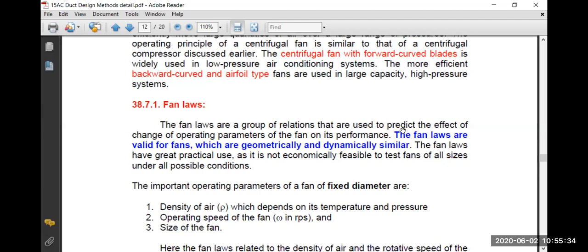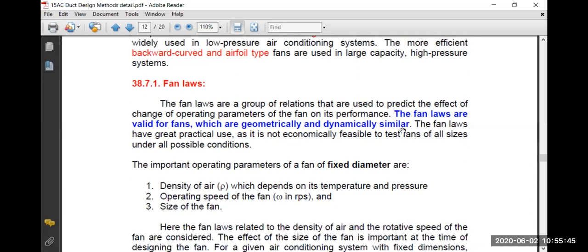Airfoil means they are designed just like aircraft wings are designed. So knowledge of aerodynamics and compressible fluid flow is required. If you can design aircraft wings and aircraft body, you can design airfoil type fan blades also.